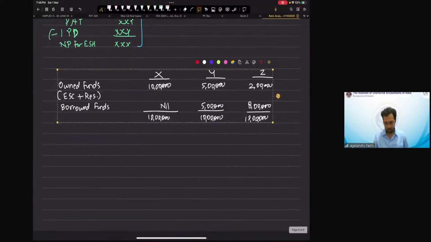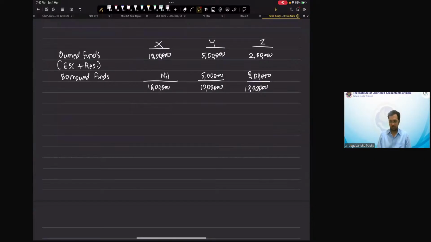Now let us say these three companies, X, Y, Z, are in the same line of business. As far as operations are concerned, all three of them are the same or equal. So the EBIT generated by the three companies is the same, 3 lakh, 3 lakh, and 3 lakh. Each of these companies has earnings before interest and tax of 3 lakh.